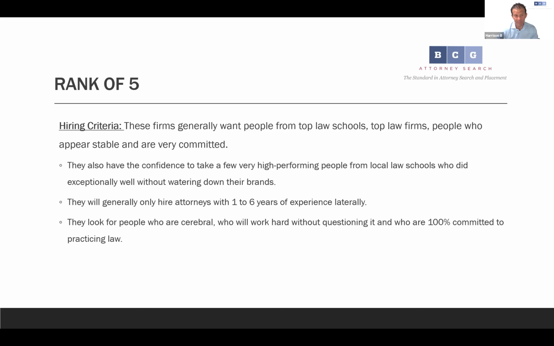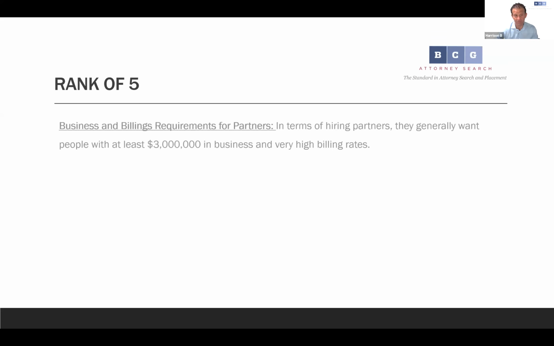And typically these 5s are not big personalities, and they're just very stable, good workers, and the kind of people that get stuff done. And if they're hiring partners, I would say it's actually higher than 3 million now. It'd probably be 3 to 5, maybe a little above 3, but they want people to have pretty high billing rates when they hire them.